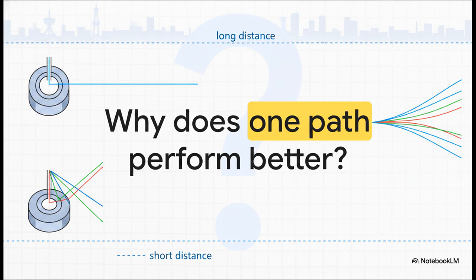So, quick question for you. Why do you think having just one single light path in a single-mode fiber actually gives us better performance over long distances?